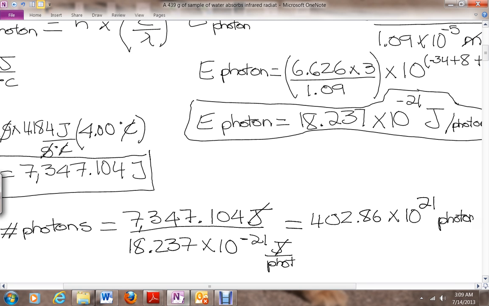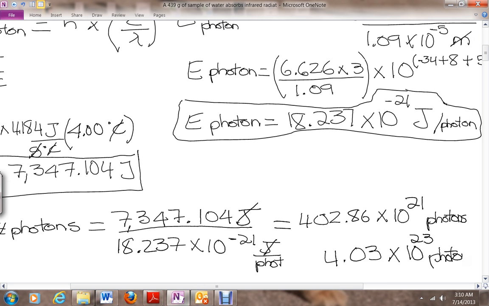And if we move the decimal 2 spaces to the left, it would be 4.03, 3 sig figs, by 10. We add 2 here, to the 23 photons. And that's the right answer. You can do it with your calculator, but this is the right answer.